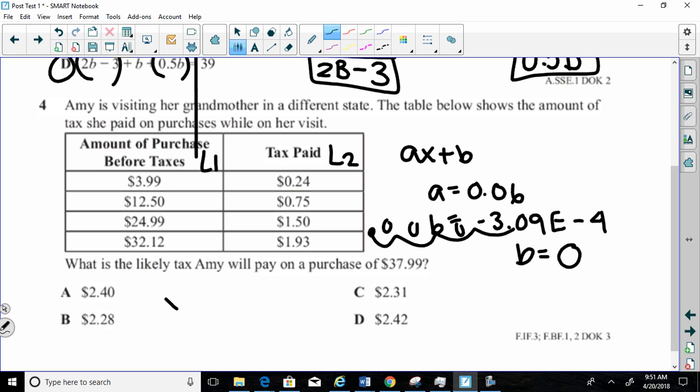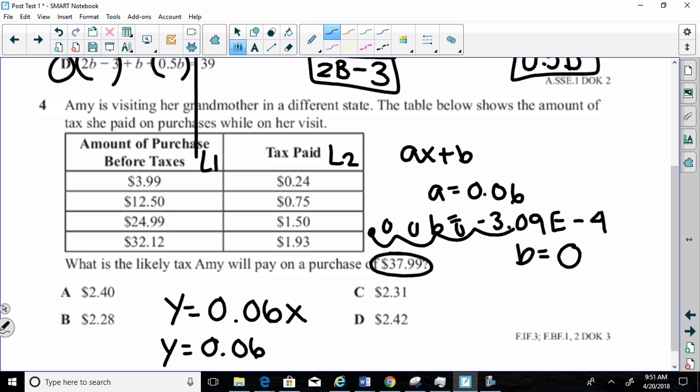Then I write my equation. y equals 0.06x plus 0. You don't really have to do that. And what are they looking for? Well, she will pay on a purchase of $37.99. So what am I going to do with that $37.99? Plug it in. And when you do that, the answer you end up getting is B.